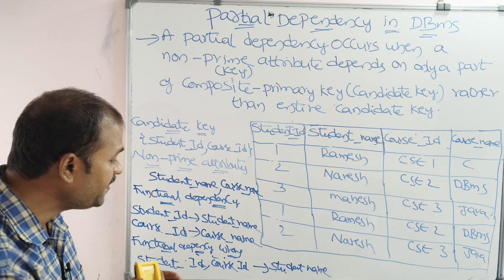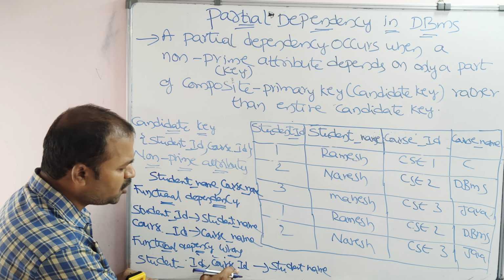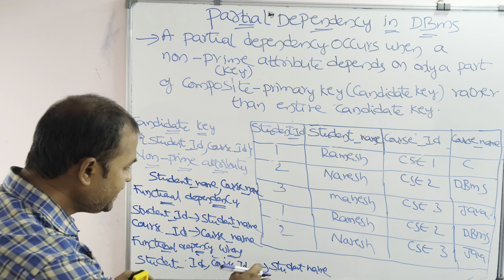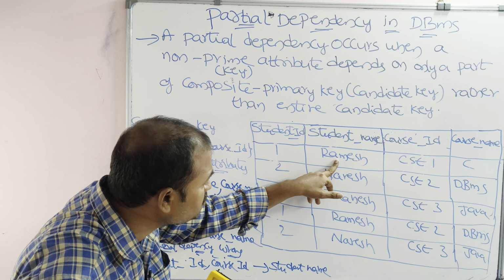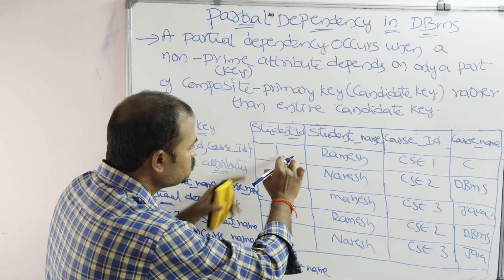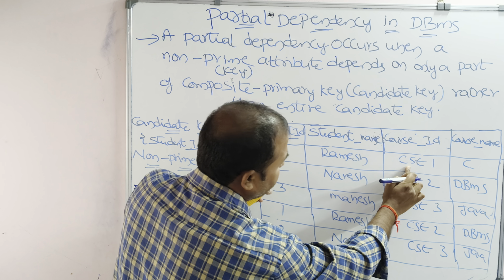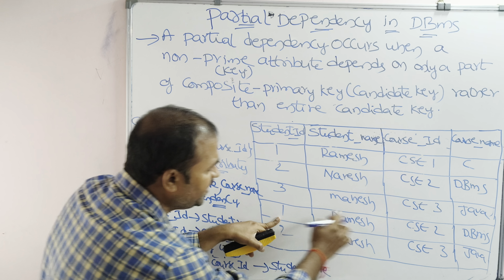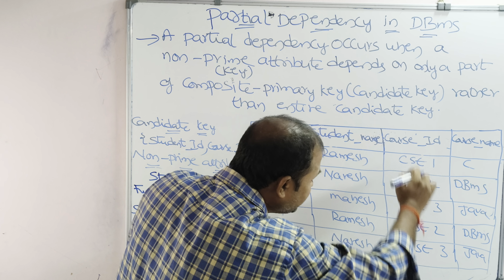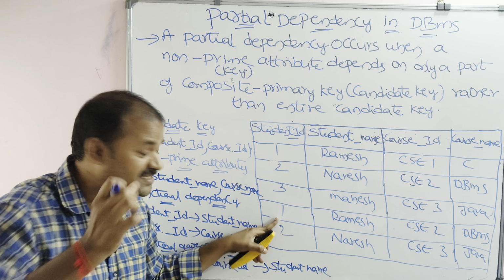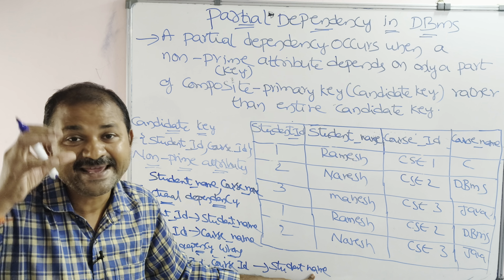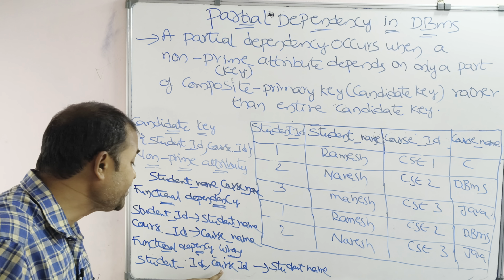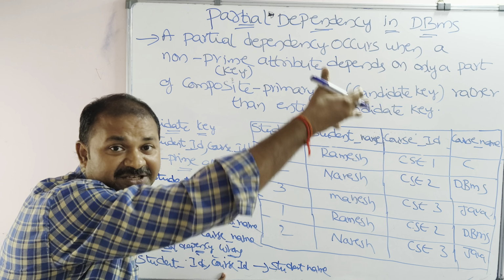But if we take the functional dependency student ID, course ID implies student name, let's check whether it is correct or not. Here the student name is Ramesh, where student ID is 1 and course ID is CSE1. Now let's take Ramesh again. Student ID is 1, but the course ID is changing from CSE1 to CSE2. So we can say that the student name depends only on the student ID. Student name does not depend on the course ID. Here the course ID is changing.